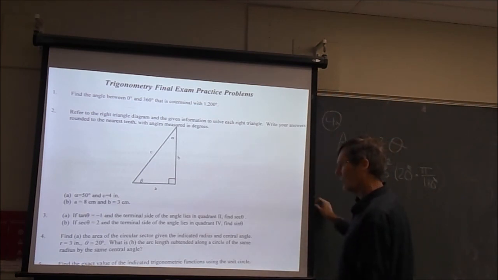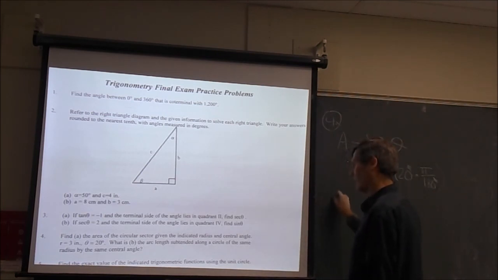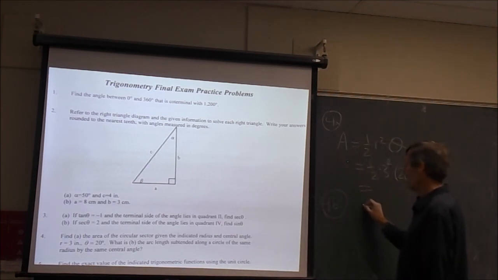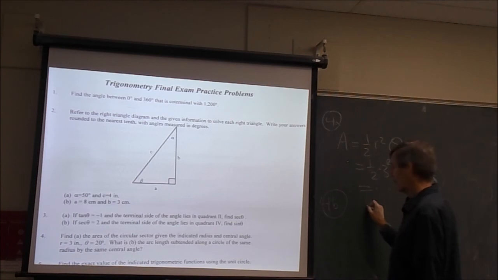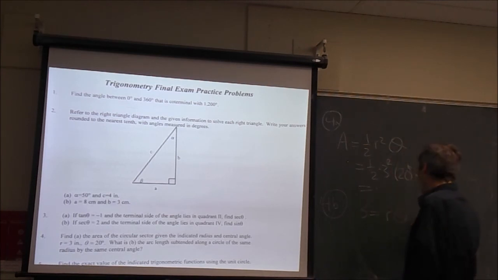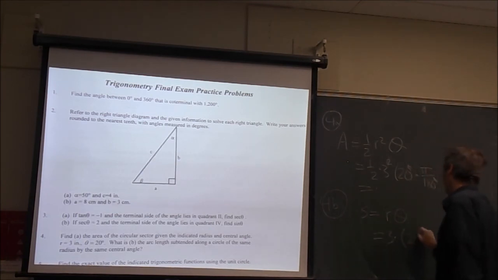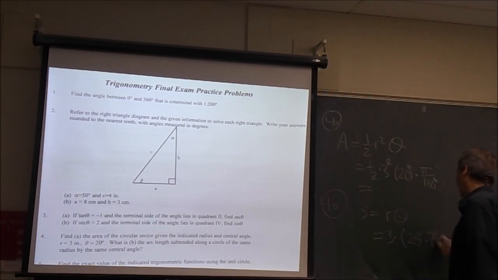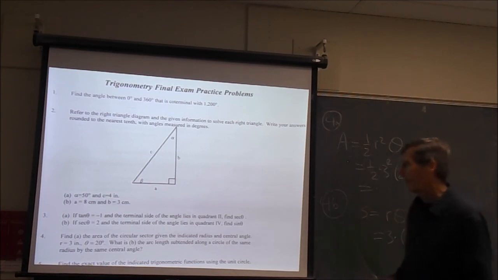If I do B, what is the arc length subtended by a circle of the same radius and central angle? Now I have arc length s equals r theta, which is 3 times, again it has to be in radians, 20 degrees times pi over 180 degrees. And you can multiply that out, right?